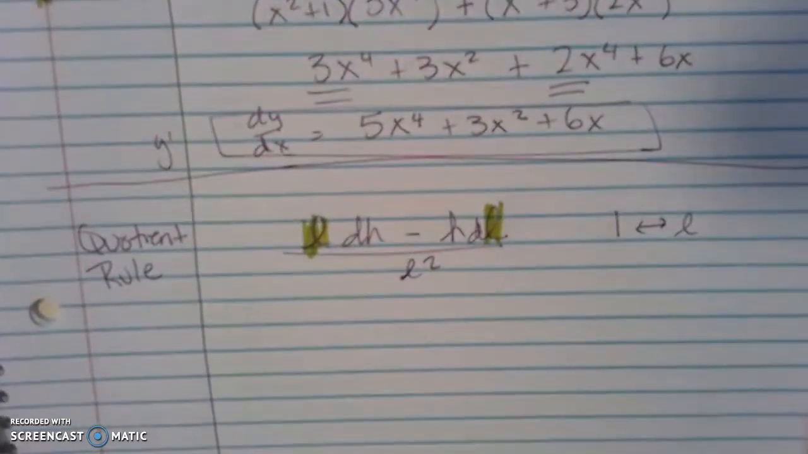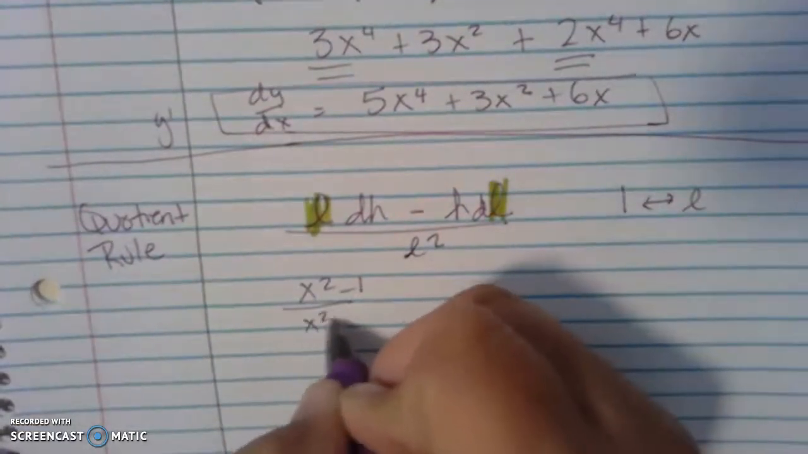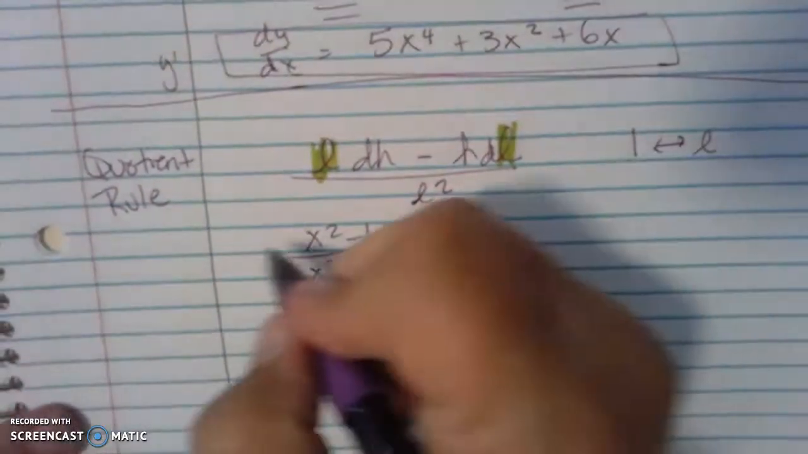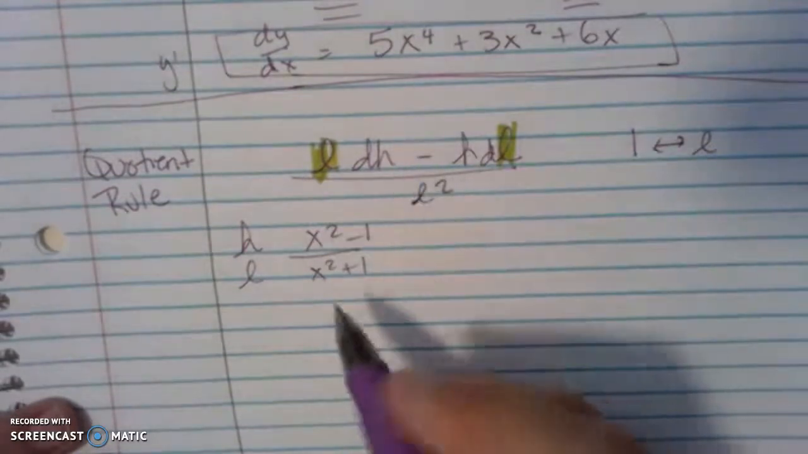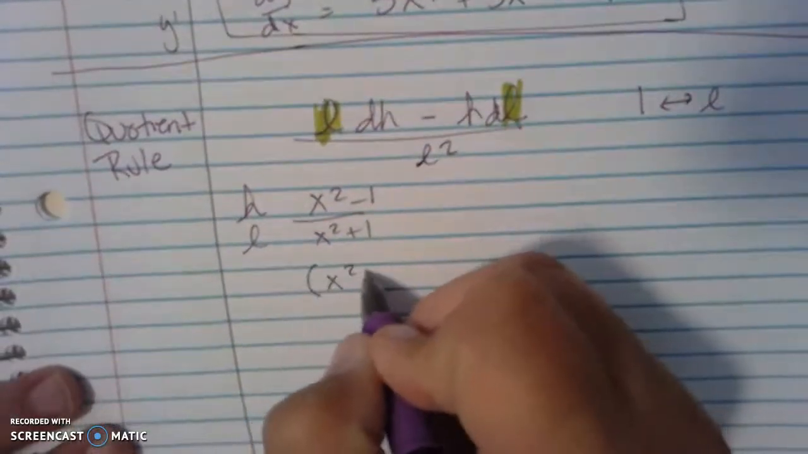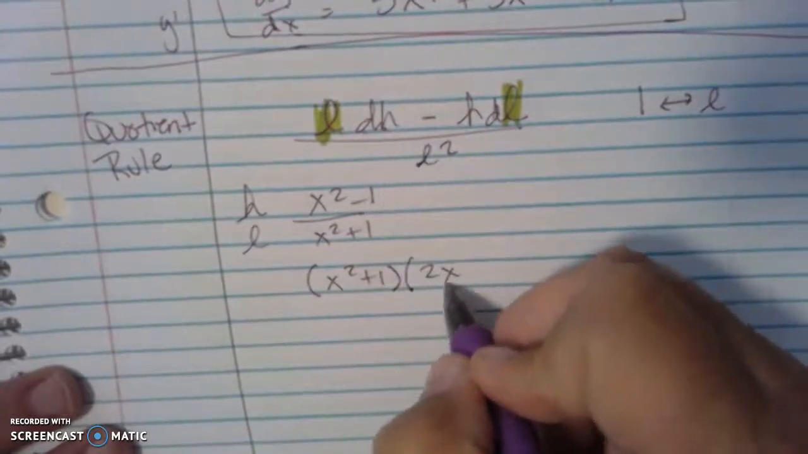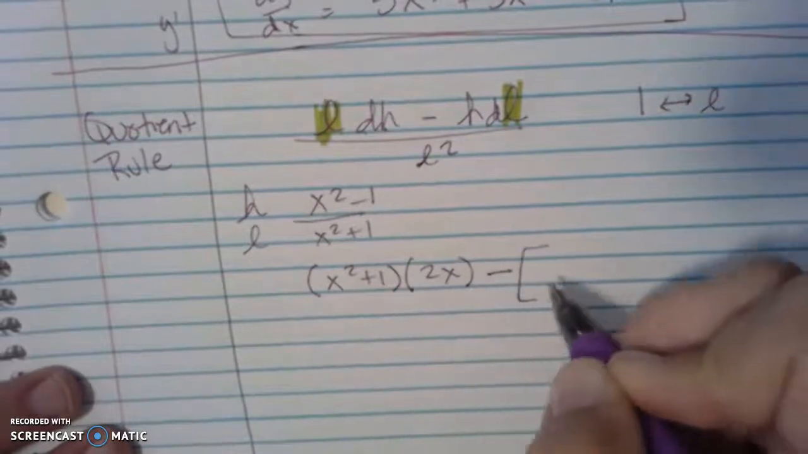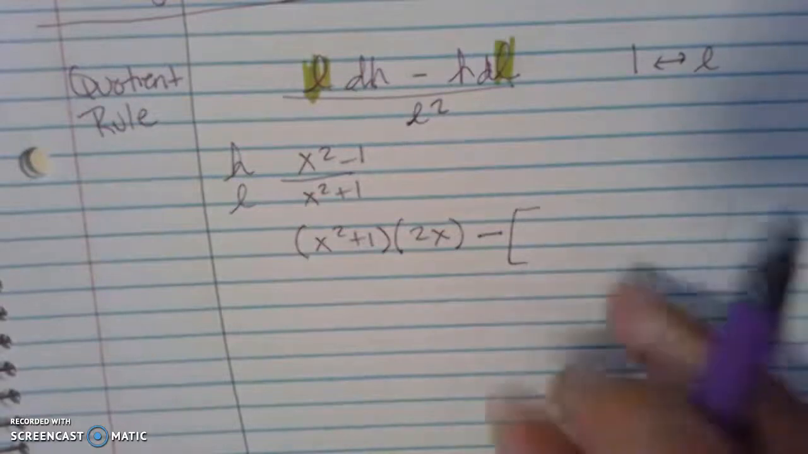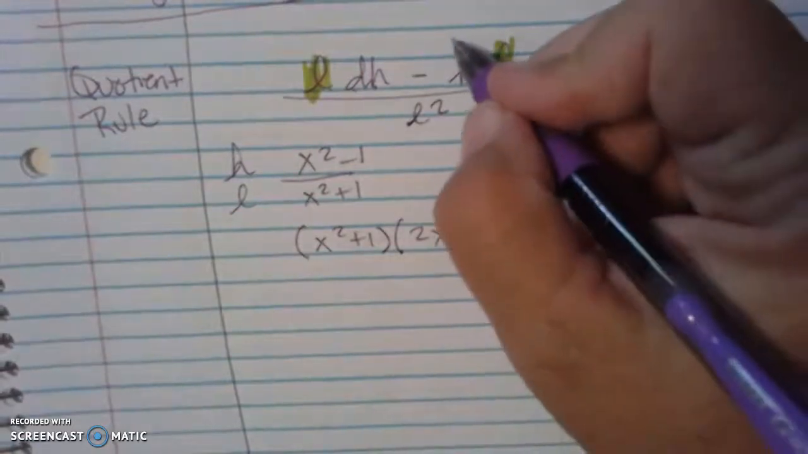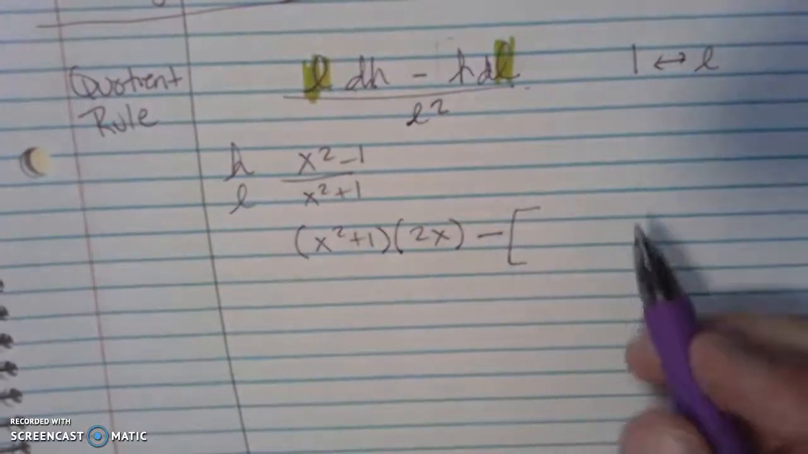So if I have a function, let's say I have x squared minus 1 over x squared plus 1. Okay? This is my high because it's on top. This is my low. It's on the bottom. So we're going to follow this rule. Low, x squared plus 1, times the derivative of the high, which is 2x, minus, now it's really good notation to make parentheses or brackets out of that second portion right here. I can write it in right here because remember there it's a minus, so you're going to have to distribute that negative.